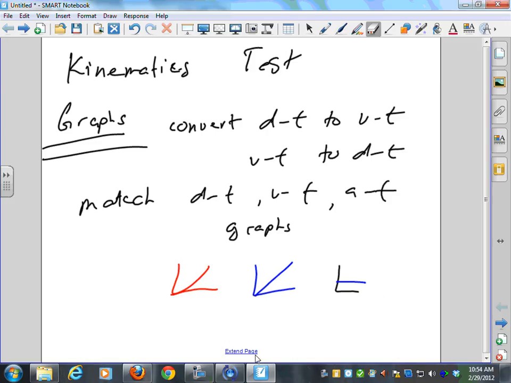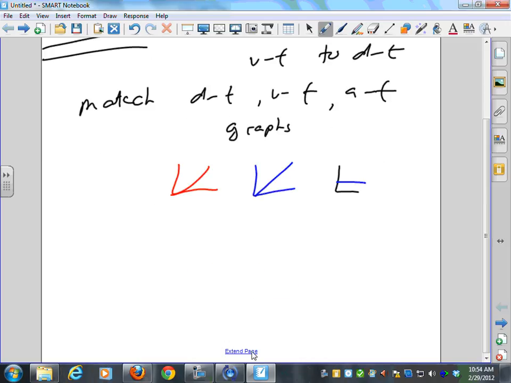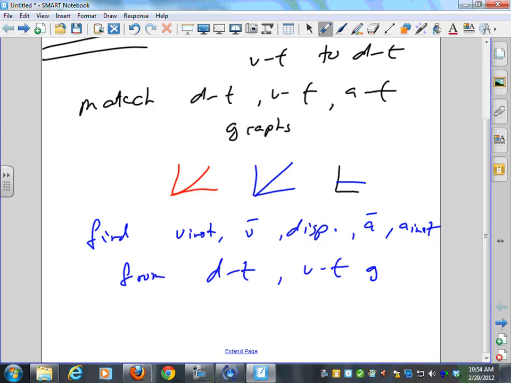What else do with graphs? What about that displacement stuff, where you have to find the displacement? Basically, I'm going to expect you to know just about everything about graphs. Find acceleration, average displacement, velocity. Basically, find v-inst, v-bar, displacement, a-bar, a-inst from dt and vt graphs. Pretty much everything on that sheet where there's the two columns, right?